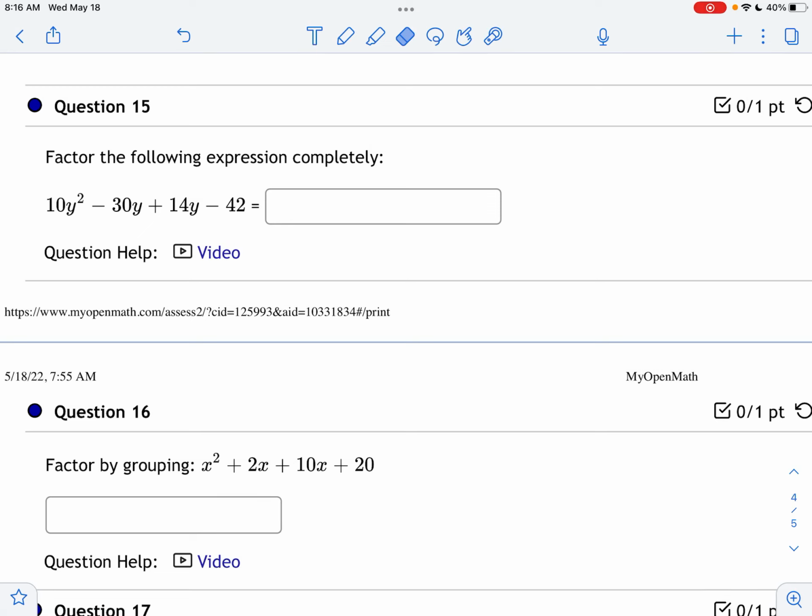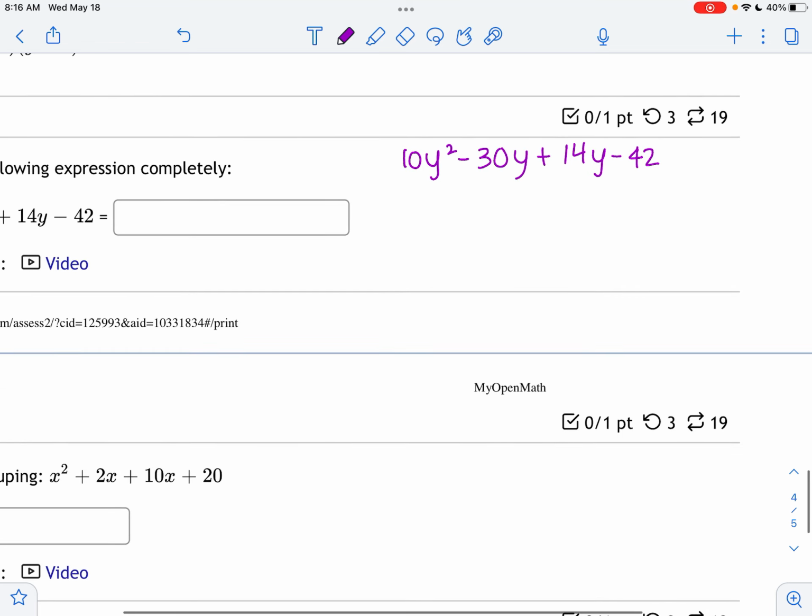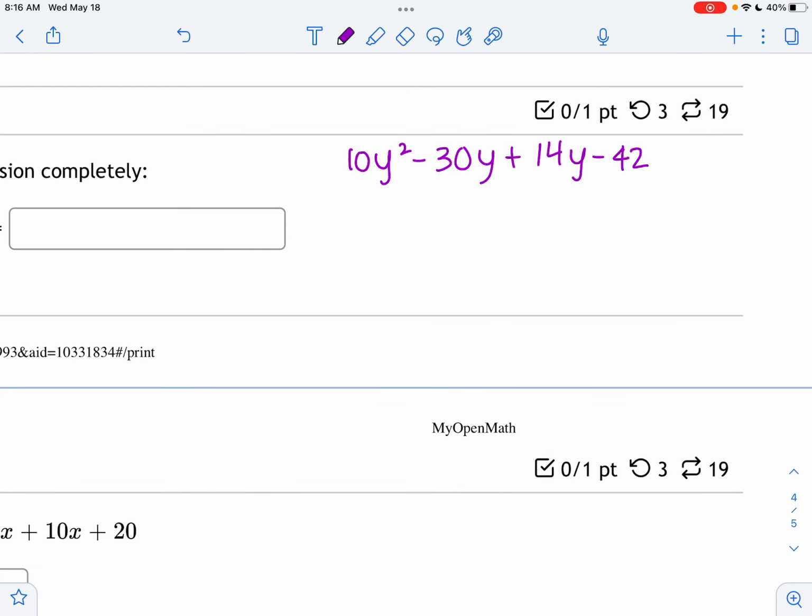Okay, for this one, it's factor by grouping because there's 4 terms. So I'm going to rewrite this over here, and it doesn't matter if we have 4 terms, 3 terms or 2 terms, however many terms we have, we always start by looking for the GCF, okay? So this one has a GCF because all of these numbers go into 2.